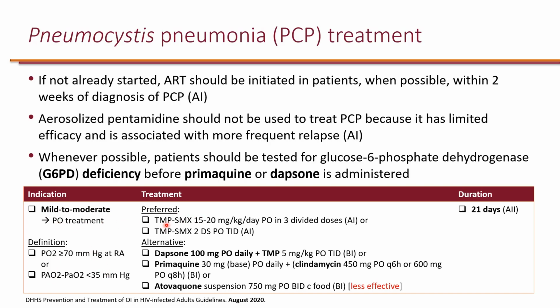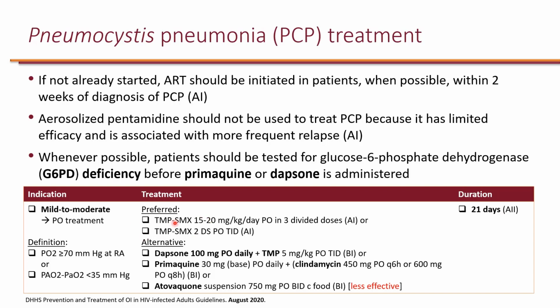So for mild to moderate, and the criteria are listed here, you typically use an oral treatment, and again, the treatment of choice is Bactrim, so trimsulfa, 15 to 20 milligram, and this dosing is based on the trimethoprim component. So when we say 15 to 20 milligram per kilo per day, that's basically trimethoprim, and then whatever sulfamethoxazole to match it when it comes in the pill. When you calculate 15 to 20 milligram per kilo per day, that's the total daily dose. You want to break it into 3 divided doses, and then you treat the patient for 21 days.